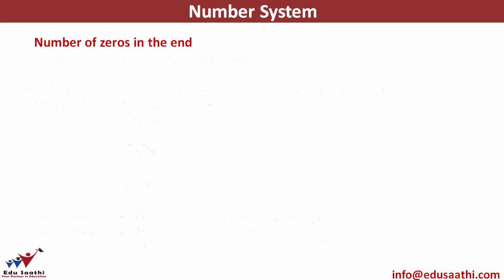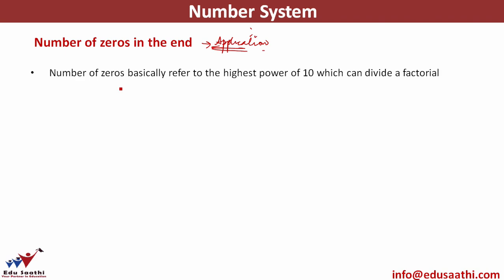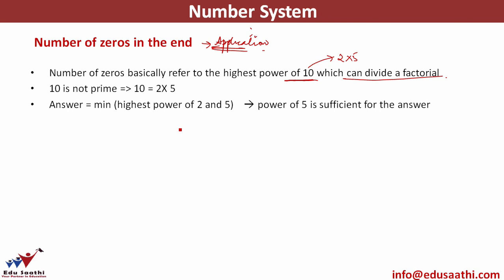If you have to calculate the number of zeros in the end, this is basically the application of what we have studied. Highest power of a factorial application is finding out the zeros in the end. So number of 0s basically refers to the highest power of 10 which can divide the given factorial. 10 can be split into 2 co-prime factors, 2 and 5, because 10 is not a prime. So we'll find out the highest power of 2, we'll find out the highest power of 5. Whatever is the minimum out of the 2 would be my answer.